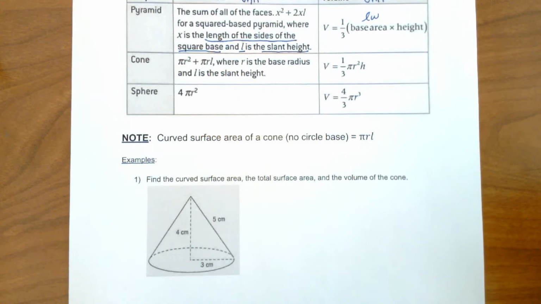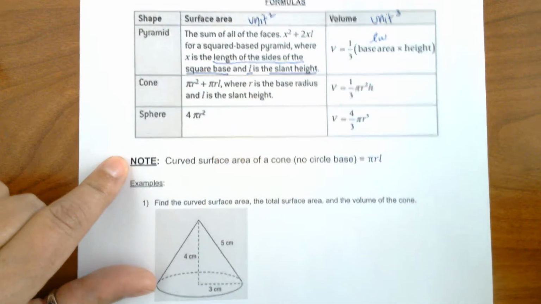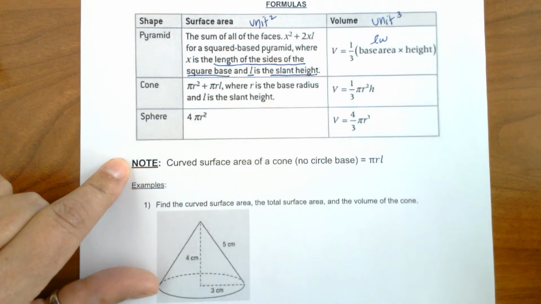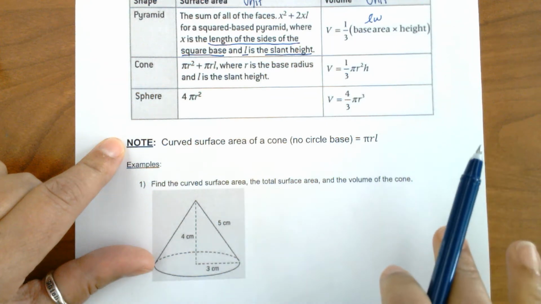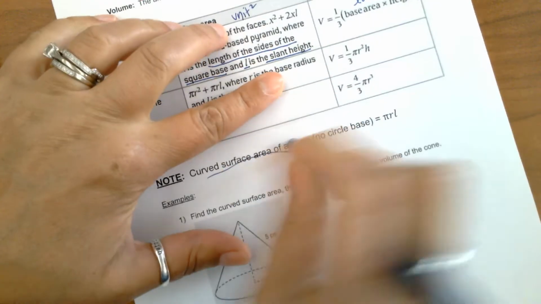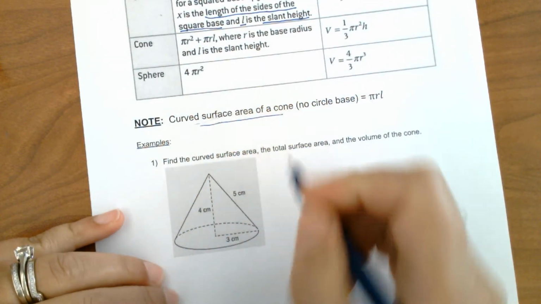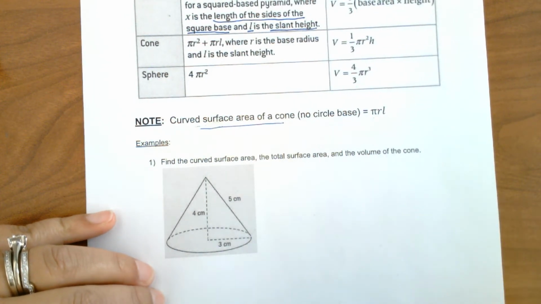Okay, let's try some of these. So first, for our note. The problem might actually ask you for a curved surface area of the cone. So if we look here, all that I would be talking about is this cone part. It's as if we cut this base out and we just threw it away. So that's what the curved surface area of a cone is. Oops, I don't like how I wrote that line right through it. So it's as if we had no circular base. And that's just pi times r times L.